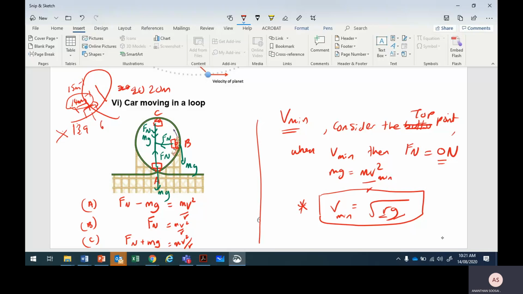Okay. So let's say to be more fun, they create one smaller loop, then they make a big loop. Go down. The bigger loop will have a greater V minimum or smaller V minimum? Greater V minimum. So big radius means big V minimum.